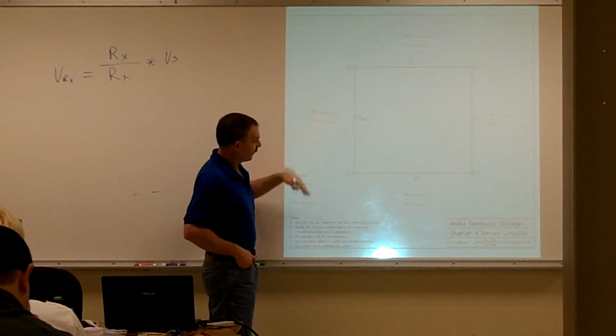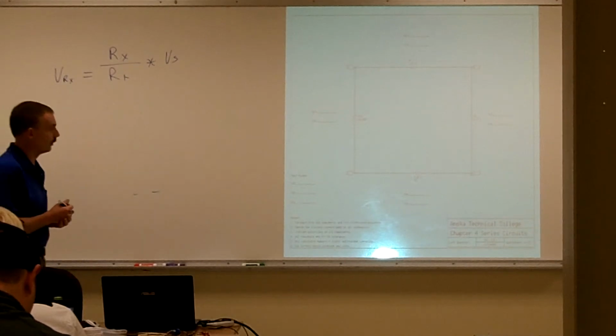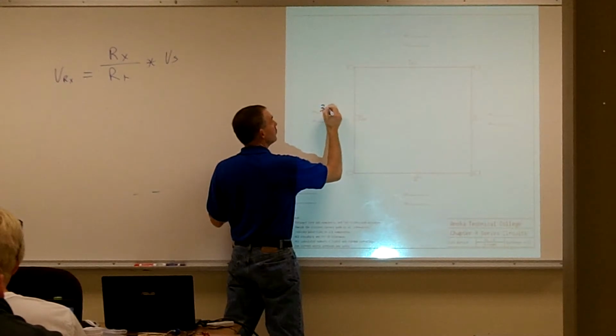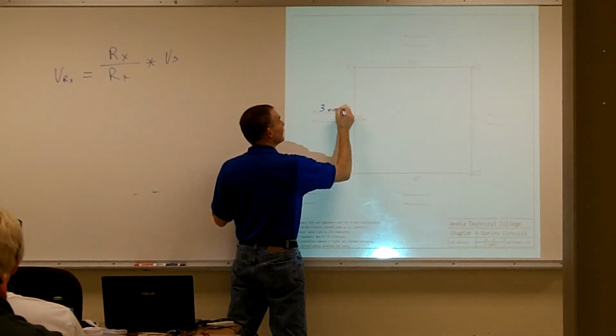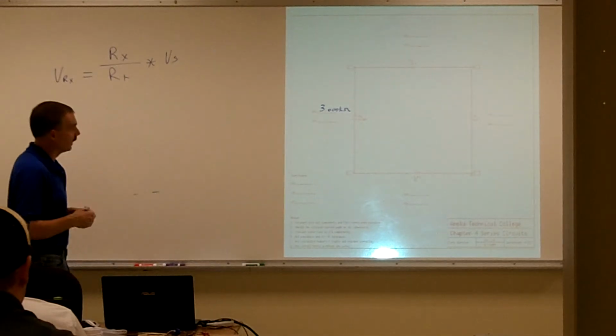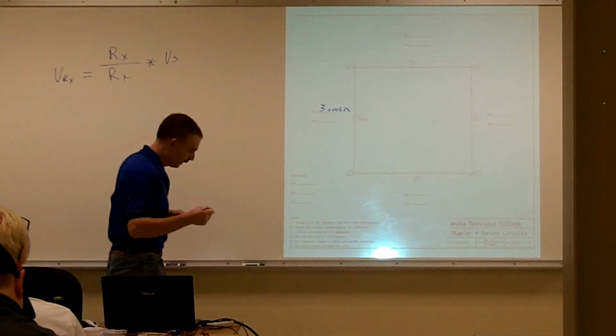So first thing that we need to do is come up with our resistance total. So what would be my resistance total of this circuit? 3 kilo ohm. And before we did that, we should have done what? What should have been our first step? Yeah, draw our current paths and polarities.